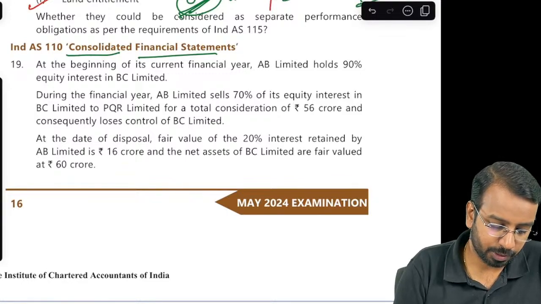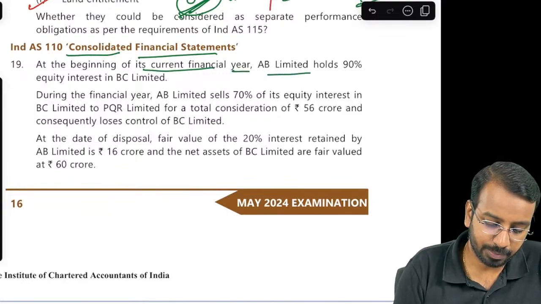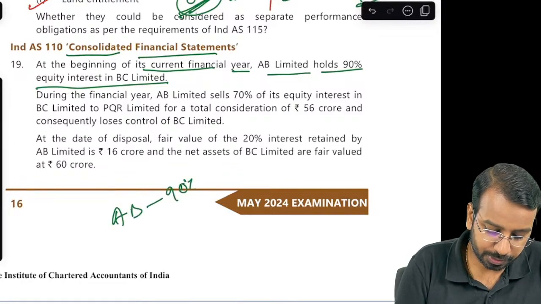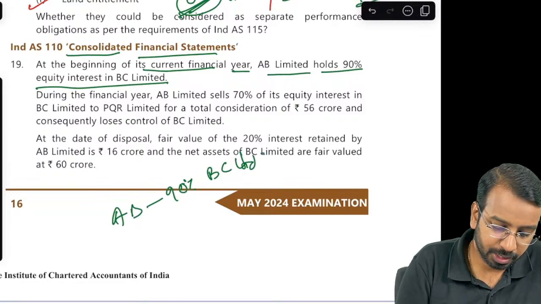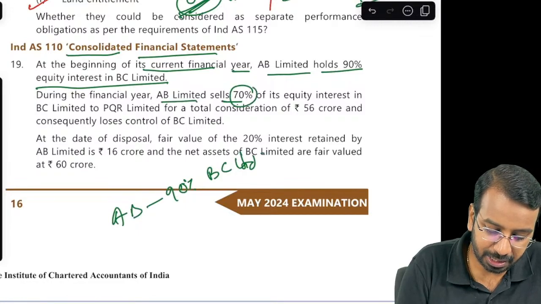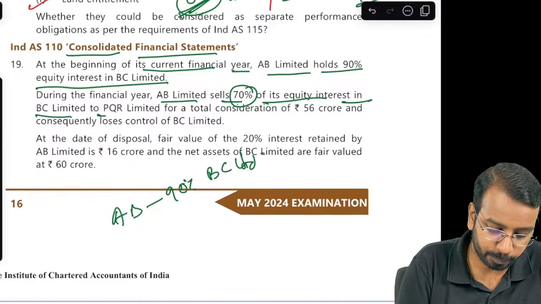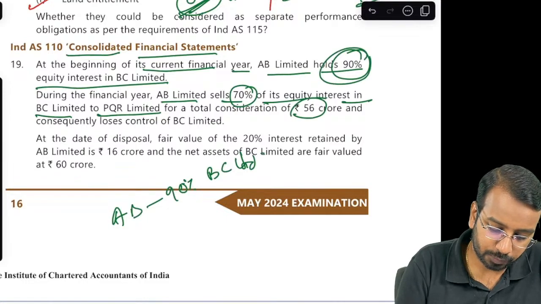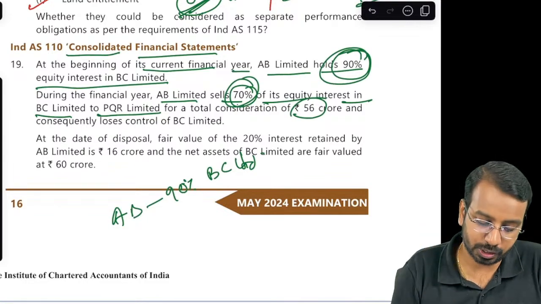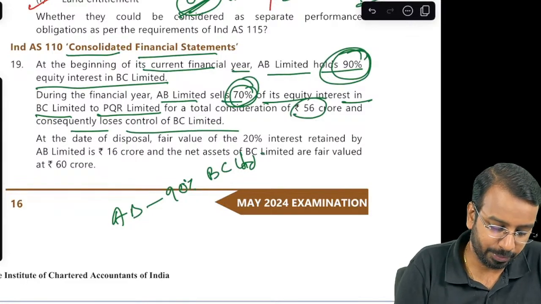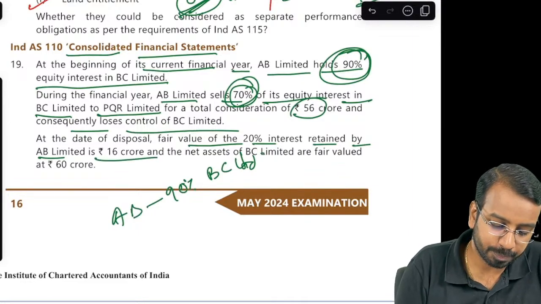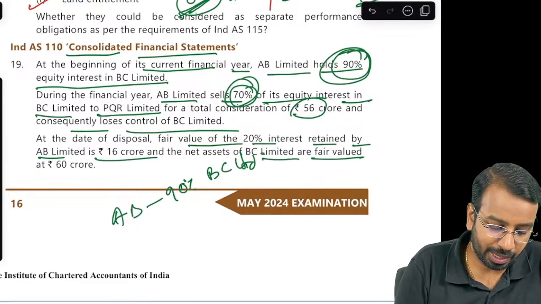Then Ind AS 110 on consolidated financial statements. At the beginning of its current financial year, AB Limited holds 90% equity interest in BC Limited. During the financial year, AB Limited sells 70% of its equity interest in BC Limited to PQR Limited for 56 crores. Means what? Out of 90%, 70% is sold, which means control is lost, and consequently AB loses control of BC Limited. At the date of disposal, the fair value of the 20% interest retained by AB Limited is 16 crores, and the net assets of BC Limited are fair valued at 60 crores.